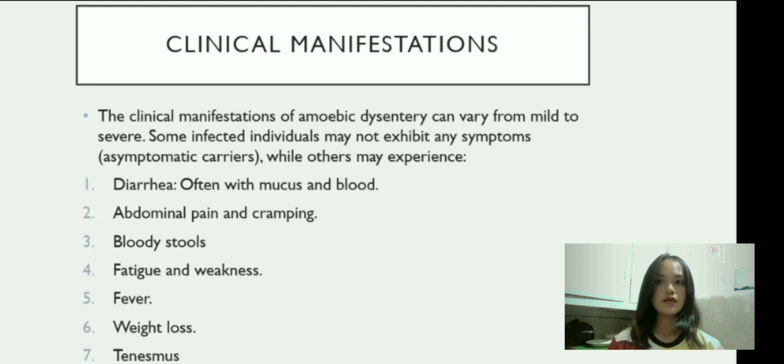Bloody stools. The presence of blood in the stool is a characteristic feature of amoebic dysentery. The blood may be fresh and red or may appear as dark, tarry stools. Next is fatigue and weakness. In some cases, individuals with amoebic dysentery may experience fatigue and weakness due to the loss of fluids and nutrients through diarrhea and the inflammatory response of the body. Next is weight loss. A prolonged or severe infection can lead to weight loss due to reduced appetite, malabsorption of nutrients, and increased metabolic demands of the body.